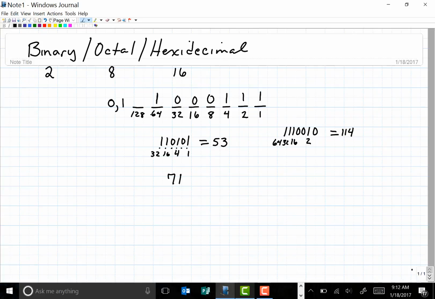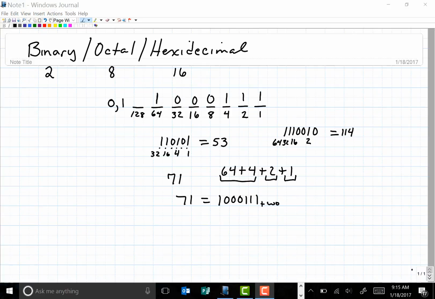Let's check our work and make sure we did it right. We have a 64 plus a 4 plus a 2 plus a 1. So that's going to be 68, 69, 70, 71. And we got it. So that means that 71 can be written as 1000111 in base 2.